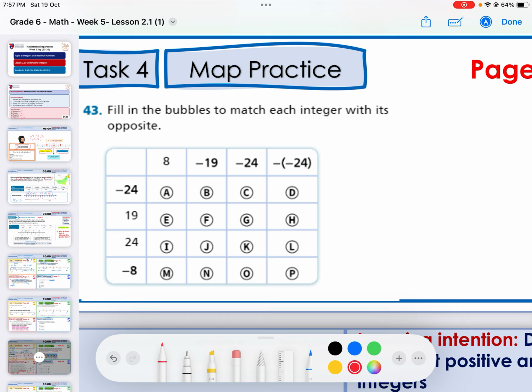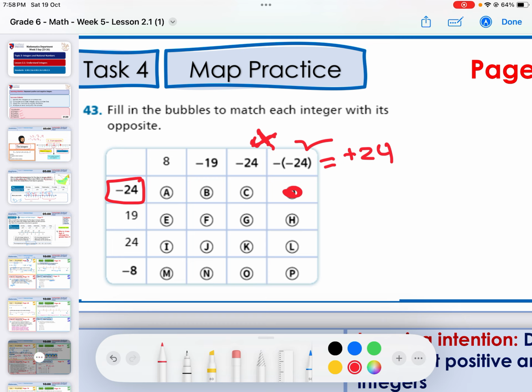Here, this is also a good question, which is fill in the bubbles to match each integer. What is the opposite of -24? I got 2 options. I got this one and this one. But the opposite of -24, is it going to be this one? No, I doubt it. That's an X. So it's going to be what? This one. Because when I evaluate this one, it's the same as +24. So its opposite is going to be -24. What's the opposite of 24? That's -24. You can complete the same by yourself.